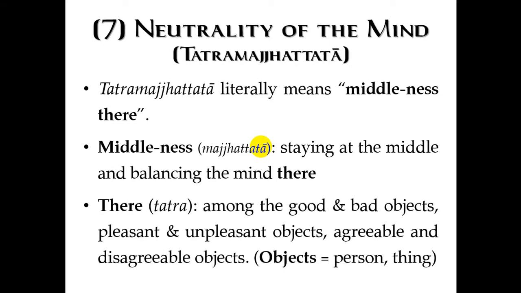So what is there? So here, Tatra means between the good and the bad. The good objects and the bad objects. Between these two, you stay in the middle. Right? Stay in the middle. Between pleasant and unpleasant objects. Agreeable and disagreeable objects. Here, object means a person or thing, anything, right? So here, Tatra means two things, good and bad, right? Good and bad. So Majjhattatā means staying at the middle of those two.